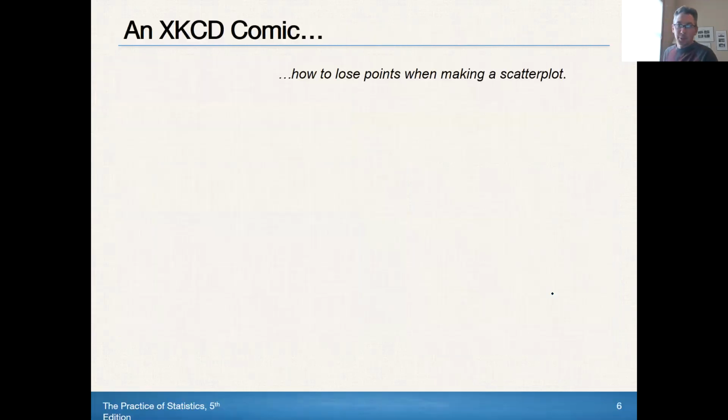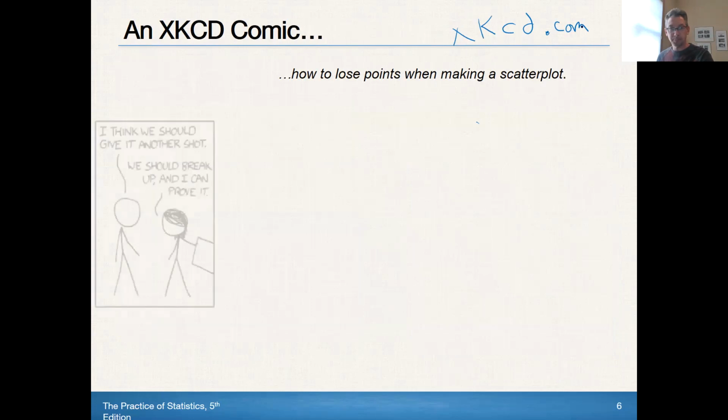So here's something you could do if the AP exam asks you to make a scatter plot. This is how you would lose points. And this is from one of my favorite comic strips, XKCD Comics. If you want to look it up, you can go to xkcd.com and you will find a lot of them. We put some of them in our packets. So here's how you can lose points.